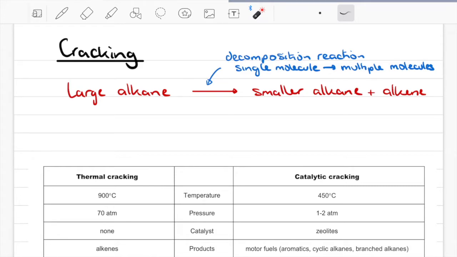So if we give an example, and this is just an example of a reaction that could be like this.